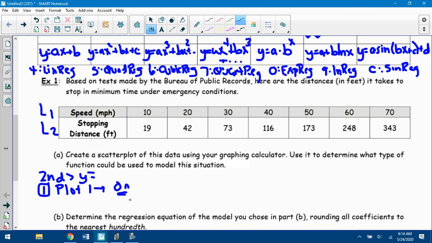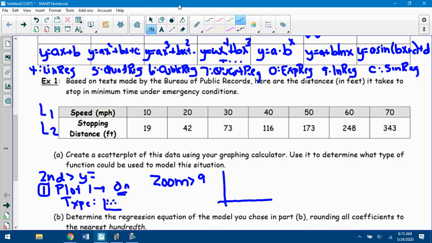And the other thing was when you saw type, we wanted it to be the scatter plot. So you selected the scatter plot type. And then you always go to zoom 9. That's the stat zoom. So it'll do the scatter plot for you. And just do a quick sketch of what it looks like. So again, this is what I was looking at. Something like that.